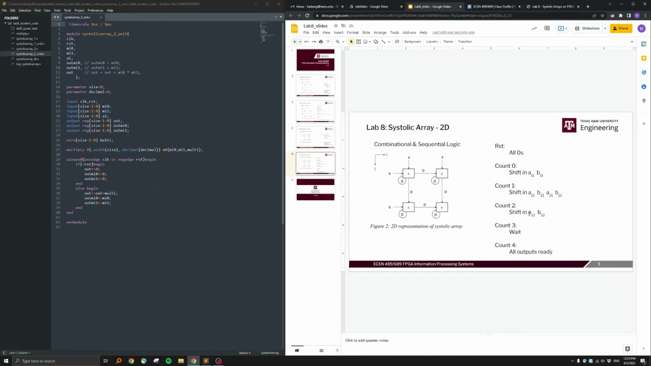And then lastly, we assign A22 and B22. So you will know that the whole result will be ready until the fourth clock cycle here. I guess this will be it.